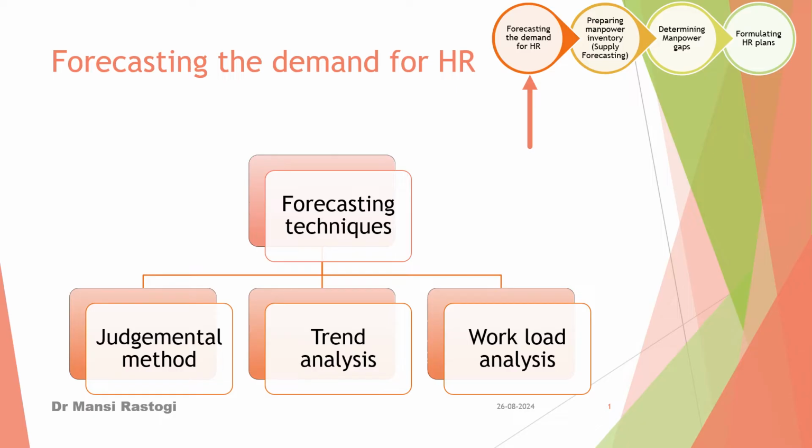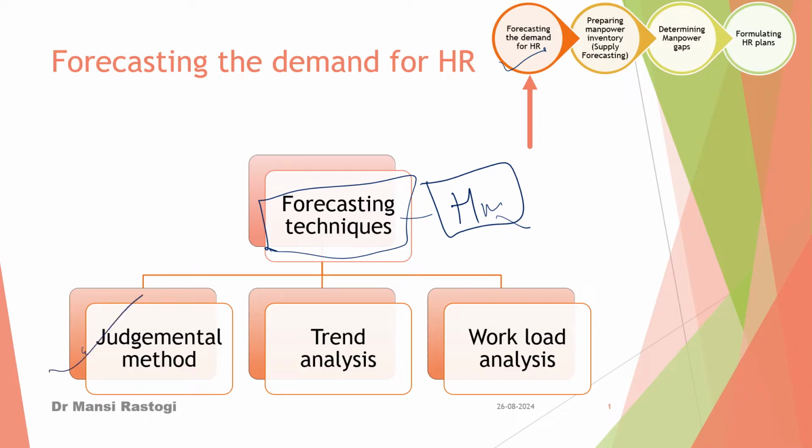Forecasting the demand for HR, which is the first step of HR planning. Primarily, let's talk about the 3 basic steps of forecasting the human needs or the manpower. The first one is the judgmental method, which is a highly qualitative method. As we talked about in the characteristics of HR planning, it's both qualitative and quantitative. So we would be covering this aspect, the judgmental method.